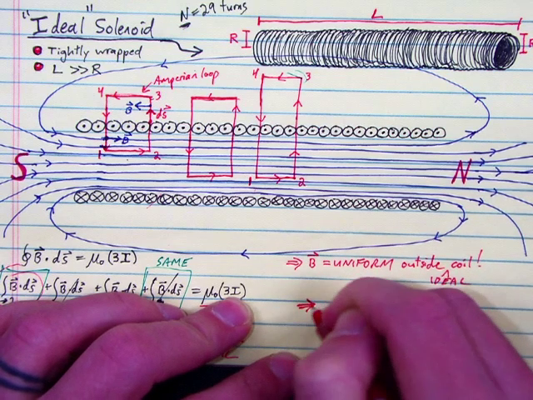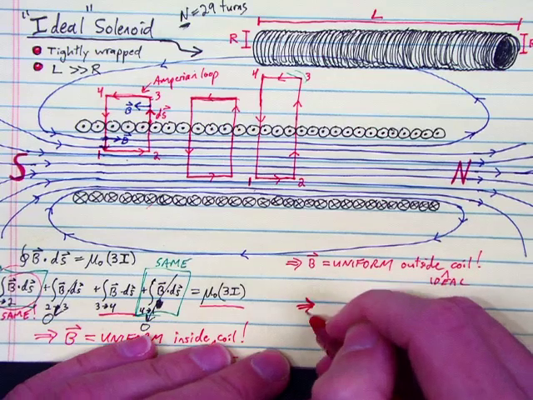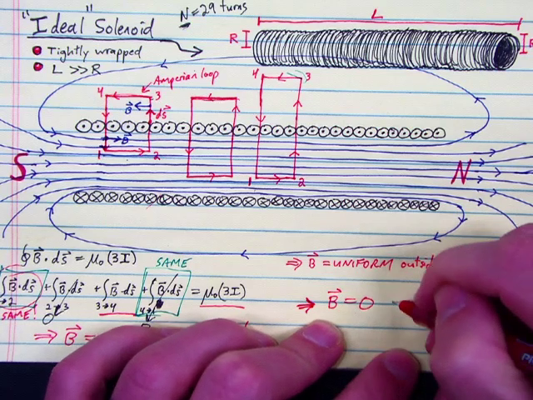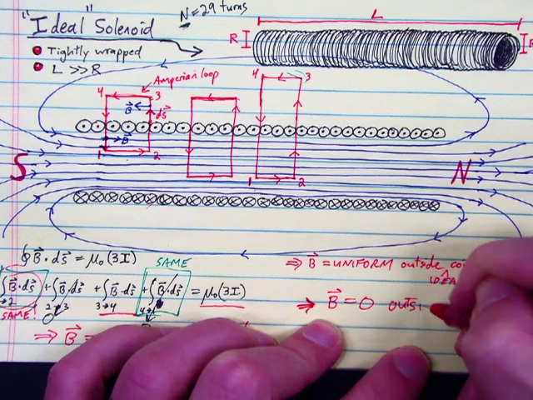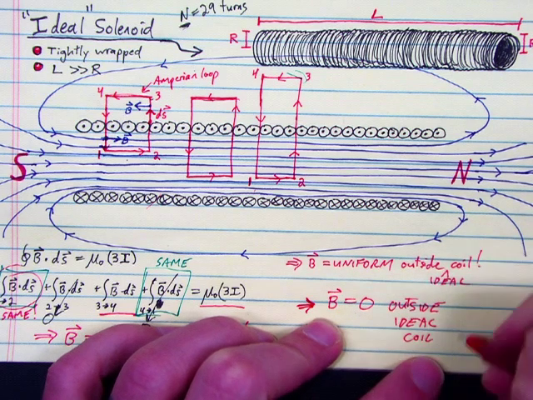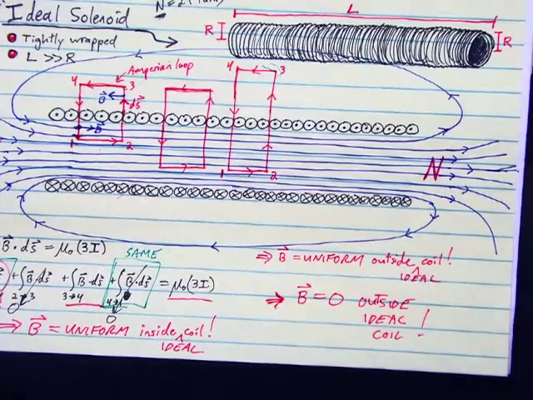If you followed the argument, and you may want to think it through a few more times yourself, what we're concluding is that B equals 0 everywhere outside our ideal coil, which is also quite like the case for our capacitor.